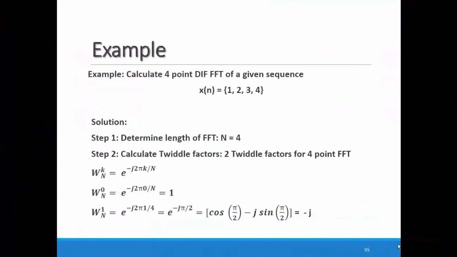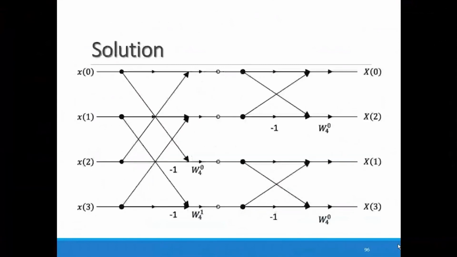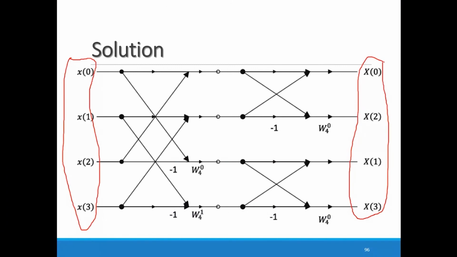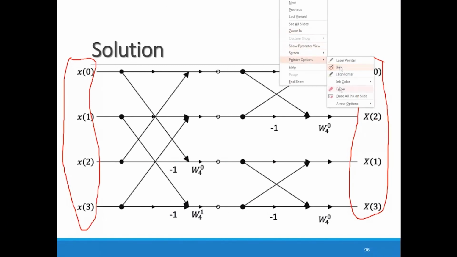Okay, now this is a 4-point DIF. So in the 4-point DIF, the butterfly diagram is a reverse of the DIT, you can say. The input is in the normal order, so no need to change the order of the input, but whatever output you are getting, that is in the bit reversal order. That is the difference between DIT and DIF algorithm. We already discussed that. So let me show you this.